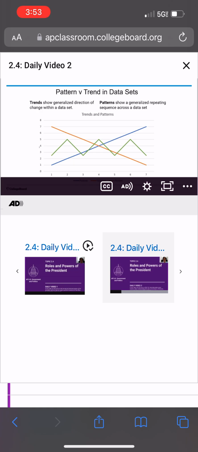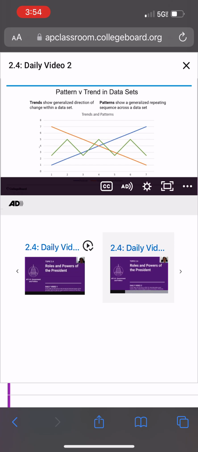A trend shows a generalized direction of change within a data set, and a pattern is a generalized repeating sequence across a data set. So we've got the orange line here going from high to low, and that's going to be a negative trend. We've got the blue line going from low to high, that's a positive trend, and we've got the green line going up and down, and that is a pattern.